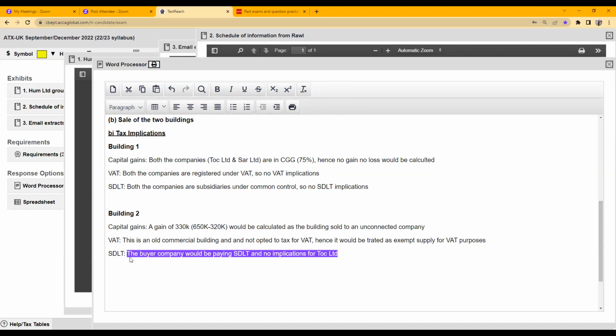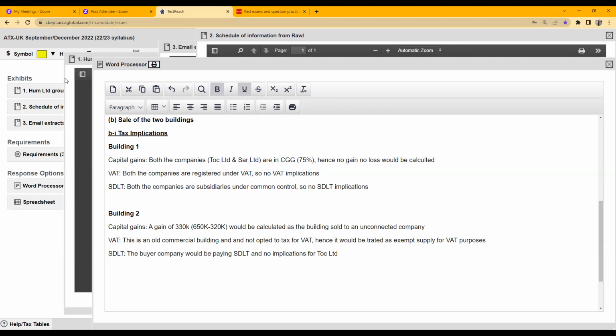Also, hopefully you are done with point number 3 for SDLT. Talk Limited is a seller company. The buyer will pay the SDLT, so there are no SDLT implications for Talk Limited. So we are done with part B1. In a short manner, we have solved the requirement.